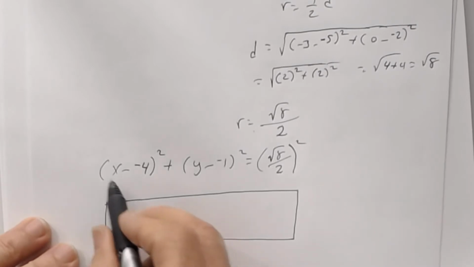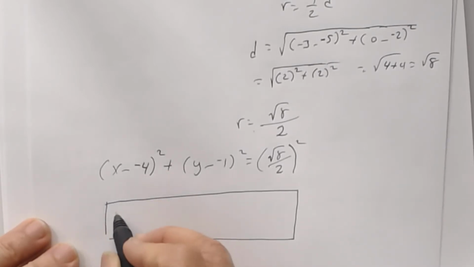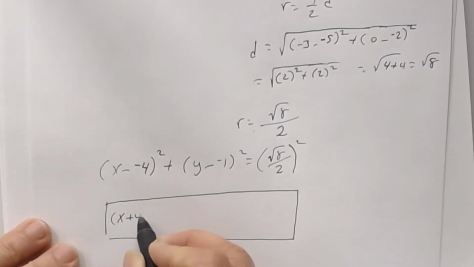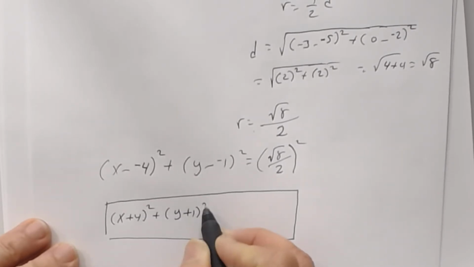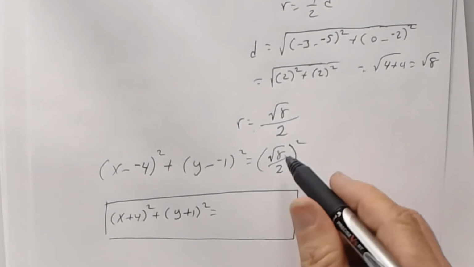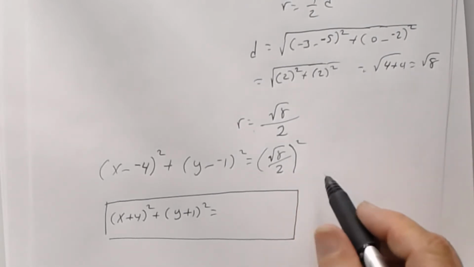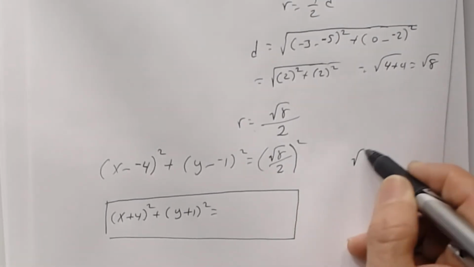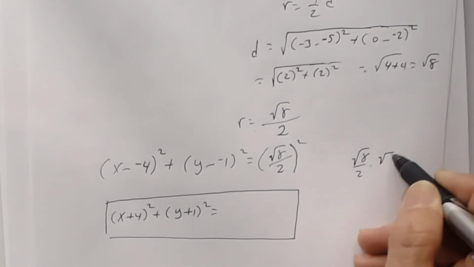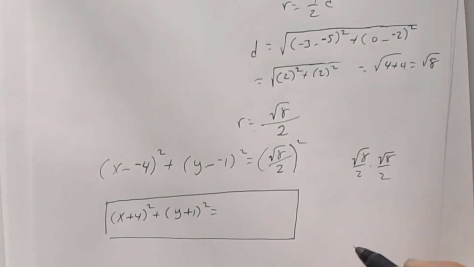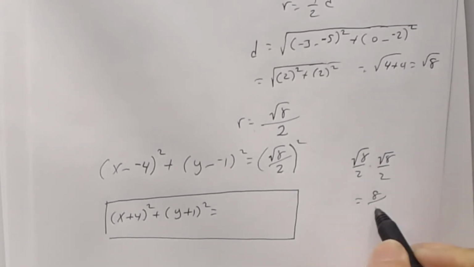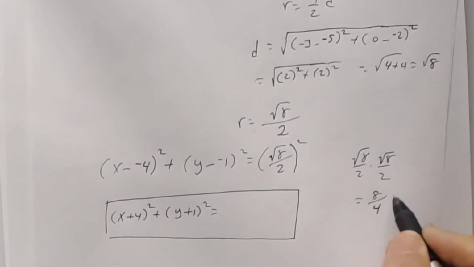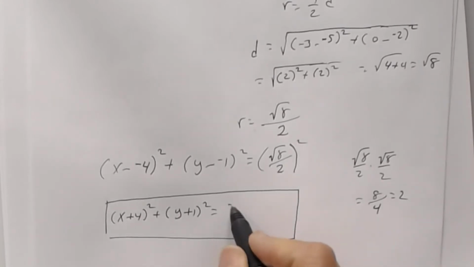So the answer is going to be, instead of saying x minus negative 4, you're going to say x plus 4 squared plus, and then what? Y plus 1 squared. All right, let's think about the square root of 8 halves. I'm squaring that. So that means the square root of 8 divided by 2 times itself. Right? What's the square root of 8 times the square root of 8? 8. What's 2 times 2? 4. What's that? 2. So that's your answer.